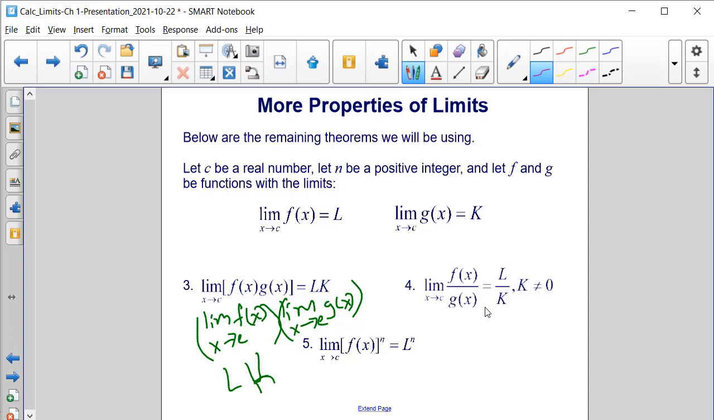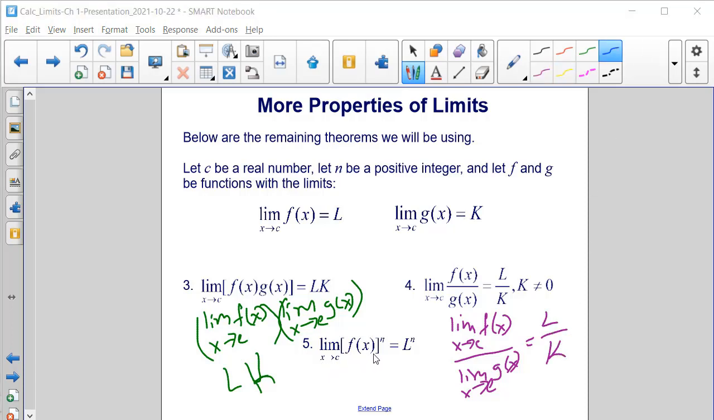So now why is this one true? Well, the reason why this is true is similar to multiplication, addition and subtraction. You can put the limit in both the numerator and denominator of our fraction. So we can rewrite it as the limit of f of x as x approaches c divided by the limit of g of x as x approaches c. And when we evaluate both of these, we will get L divided by k.